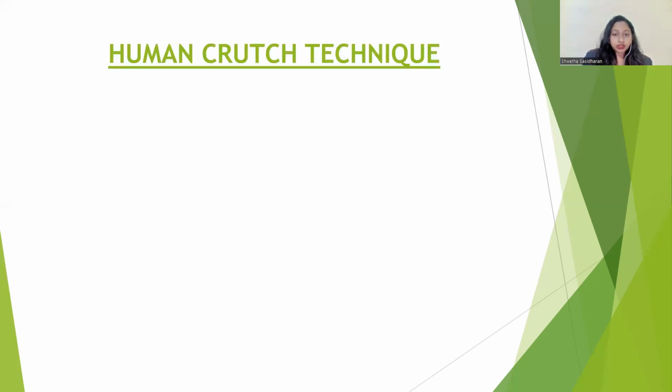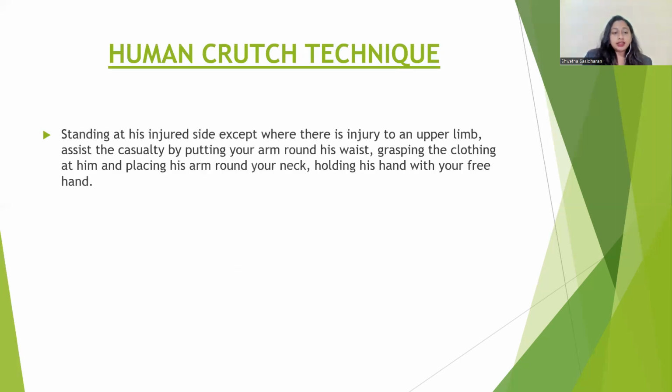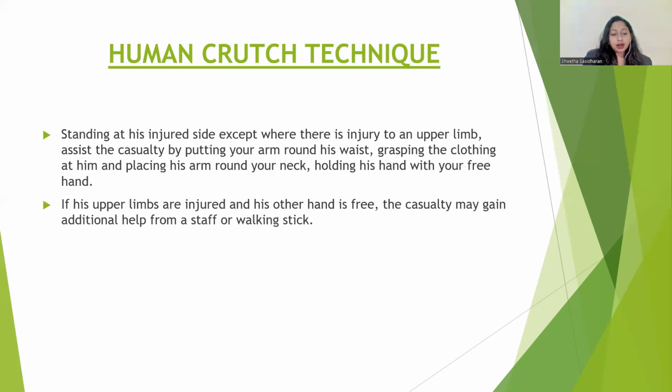Next is the human crutch technique. In this technique, stand at the injured side, except where the injury is to an upper limb. If the person has an injury to the shoulder or arm, stand on the uninjured side, not the injured side. Then assist the casualty by putting your arm around their waist, grasping the clothing at the hip, placing their arm around your neck, and holding their hand with your free hand. If the upper arm is injured, the other hand is free. The casualty may gain additional help from a staff or walking stick.